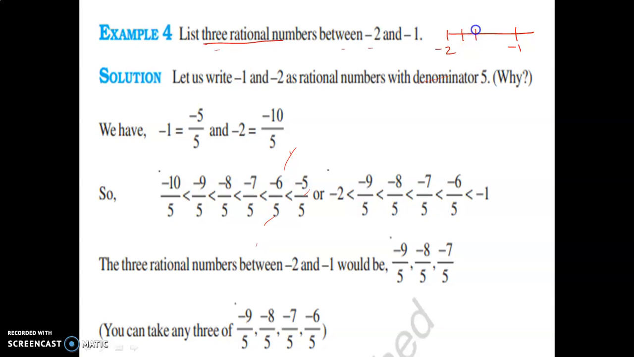But if I have 4 divisions, it means I will have 5 parts. So I should have the denominator 5 to find 4 rational numbers. If I have denominator 4, I will have only 3 rational numbers. Do you understand? If I have 5 parts, 1, 2, 3, 4, 5 parts, I will have only 4 numbers between them. What I wrote now in the bottom are parts. So I will get only 4 rational numbers.